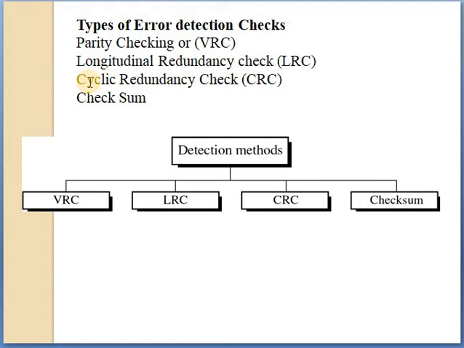The correction of errors is more difficult than the detection. In a detection technique, we look only to see if any error has occurred or not. We are not even interested in the number of errors; a single bit error is the same as a burst error. There are 4 types of error detecting technique. Here we only detect the error. First is parity checking, meaning VRC, vertical redundancy check, that is parity check.